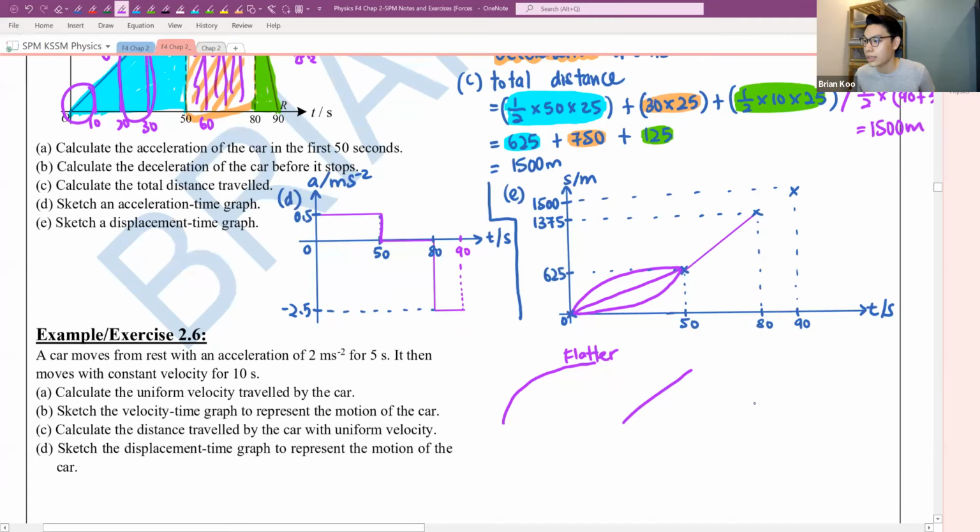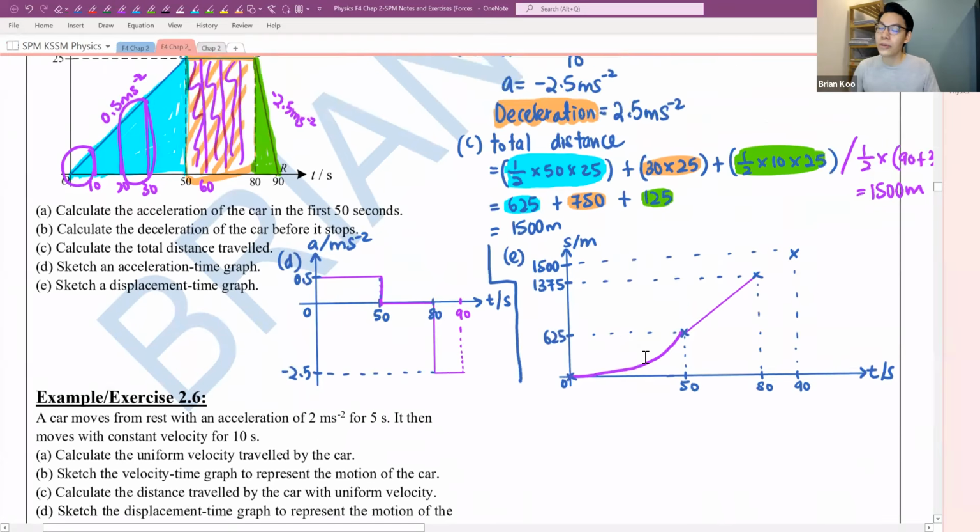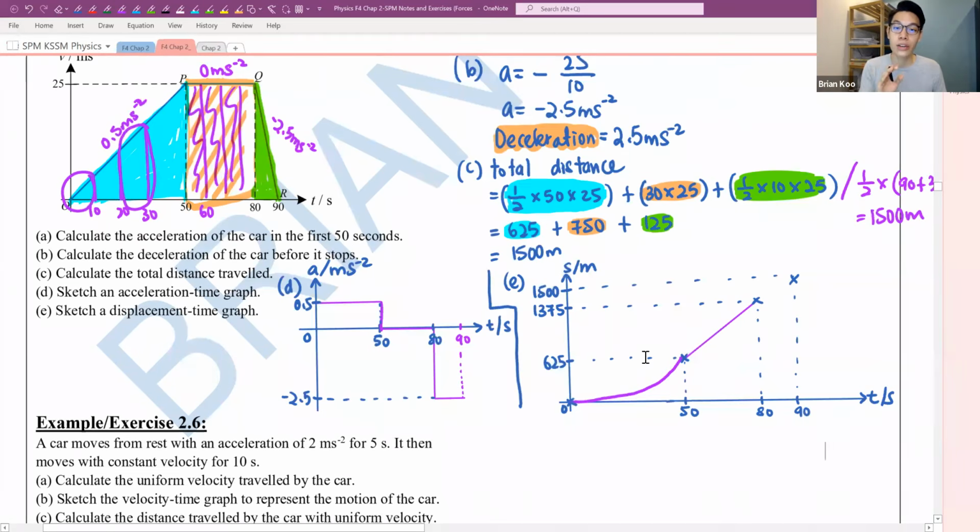But if it's like that, becoming sharper and sharper at the end, speeding up, that's an increase in acceleration. So for this case, our graph would look something like this. It curves up. How you curve up doesn't matter as long as it doesn't look like a straight line. The latter part is a bit straighter, and at first, it's a bit flatter.